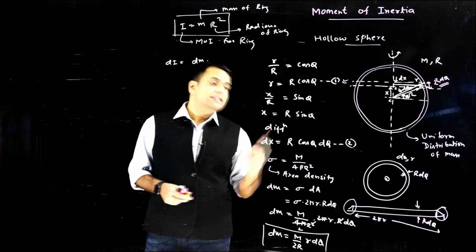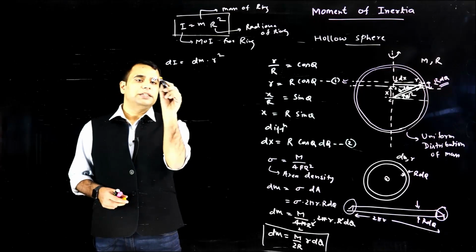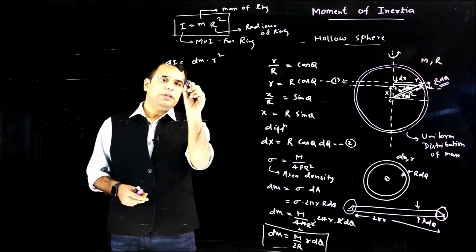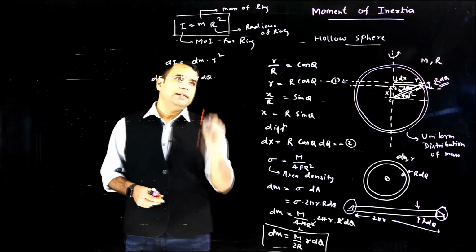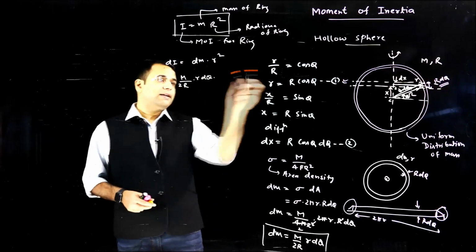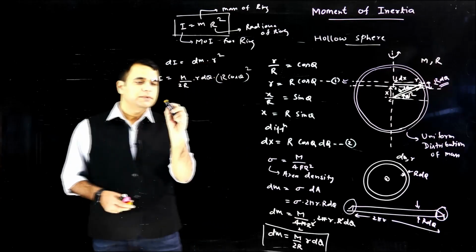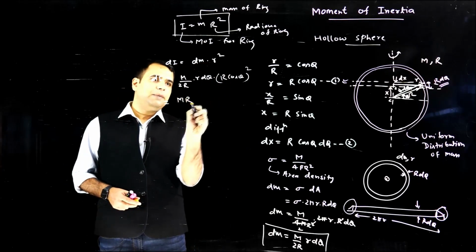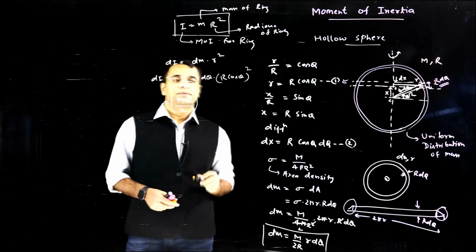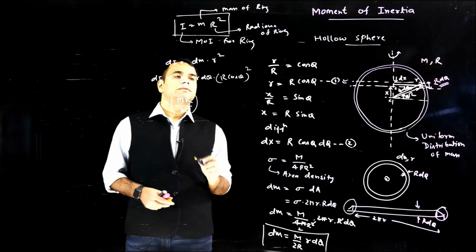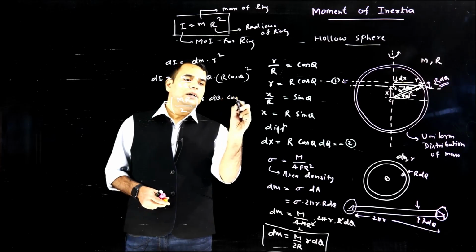which is not capital R in this case, which is small r in this case. So dm into r square. That will be the moment of inertia. So let's put the values. If I put the value, then it will be equal to m upon 2 capital R, small r, d theta. And in place of this small r, I can write R cos theta whole square. And that will become m capital R, 1 and r from here will cancel out, by 2 R d theta cos square theta.